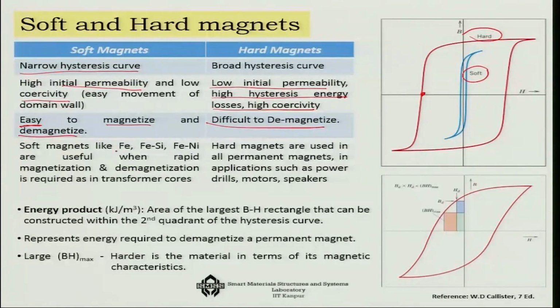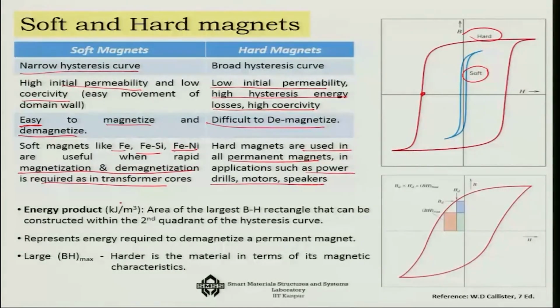Soft magnets like iron, iron silicon, iron nickel, are useful when rapid magnetization and demagnetization is required, in a transformer core, for example. Hard magnets, on the other hand, are used as permanent magnets in applications such as power drills, motors, speakers, etc. But they have high hysteresis losses.